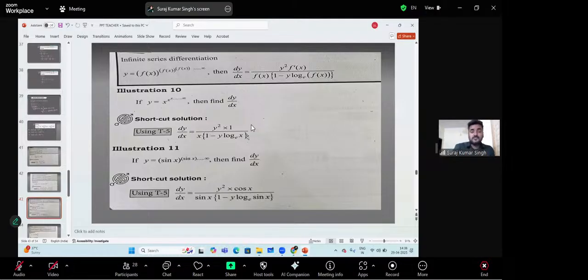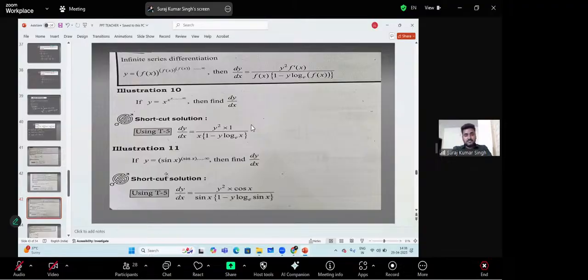The student will give the answer and start to search the options. If they are solving problems of IIT or advanced level, they will search where the option is given, because they know very quickly y square into f dash x whole by f x into 1 minus y into log of f x. So we can get this result also.